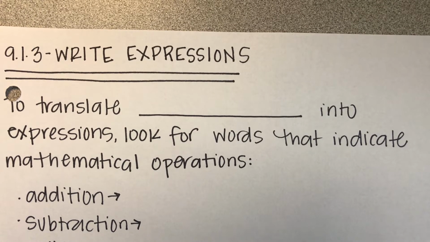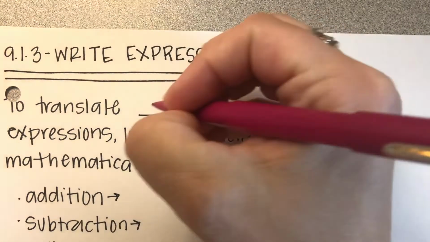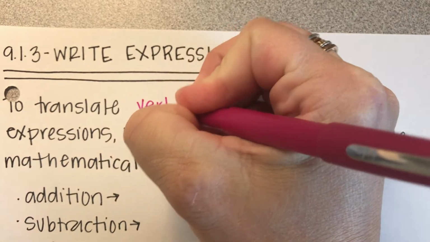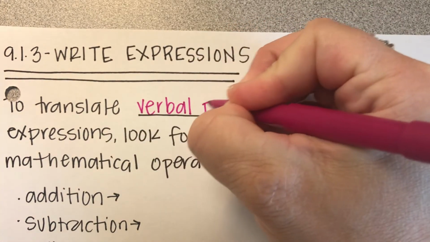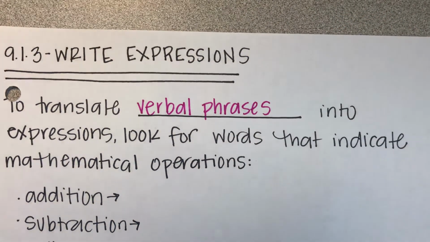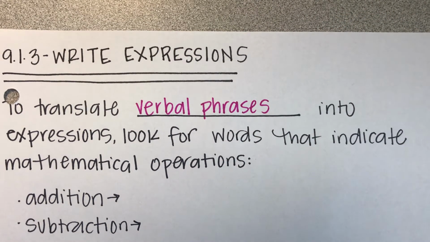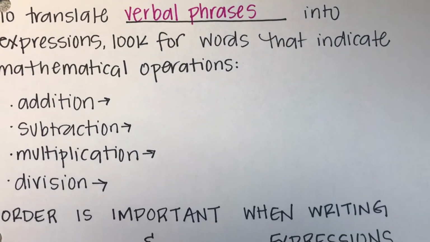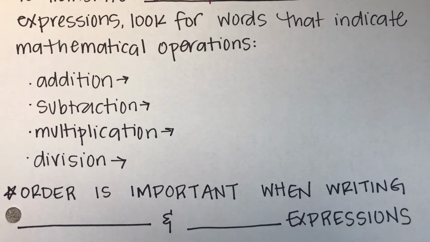Okay, today we're going to talk about writing expressions. So the first blank is to translate verbal phrases into expressions. Look for words that indicate mathematical operations. So we're going to go ahead and read sentences, or when we're looking at them, we're going to look for these key words to kind of give us clues about what operations are in that expression.